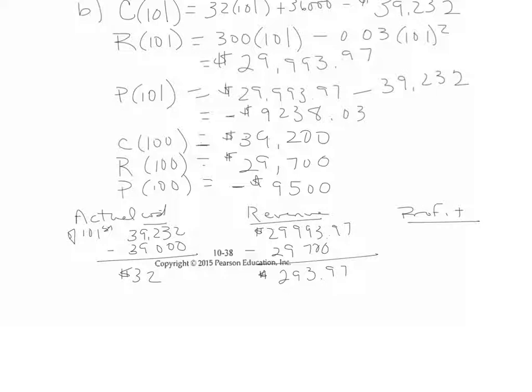right. So that's how much revenue I'm going to bring in on the sale, and my profit was a negative $92.38, because that's what it was on the 101st unit, but then I subtract from it a negative $9,500. So what I'm actually doing when I subtract the negative is I'm adding a positive. Look at that. You're actually showing a profit as you move from the 100th unit to the 101st unit.